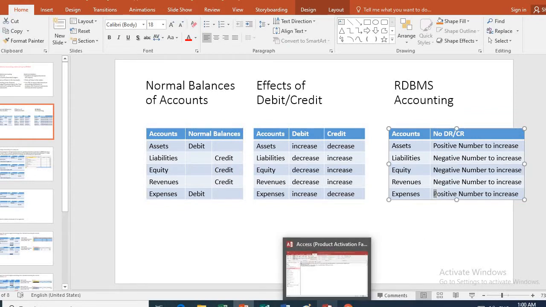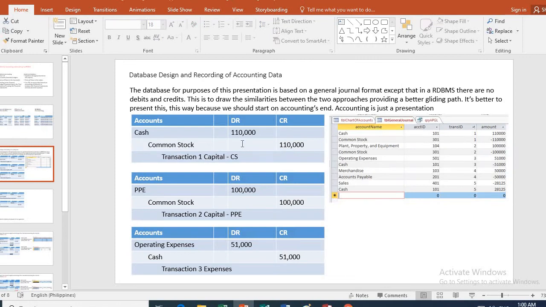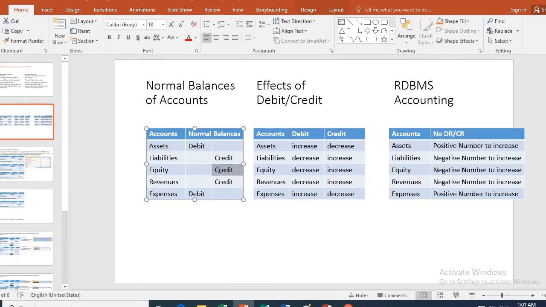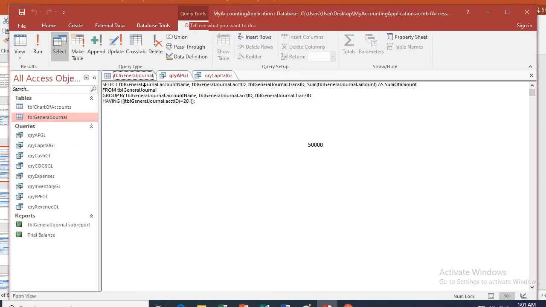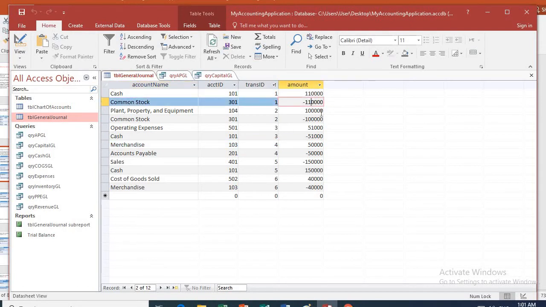So what do I mean by that? We take a look at our first transaction. We have 110,000. We debited, so we increased cash by 110,000, right? And we also increased common stock by 110,000, which is an equity account. As you can see, equity account, credit, negative. So in the same way, in our table here, by the way, this is our table, general journal. If we look at MS Access here, this is our table. So this is 110,000 credited, negative 110,000. In the same way, transaction number two, debited equipment 100,000, credited negative 100,000 for common stock. Then we used up our cash, so we have to credit it.